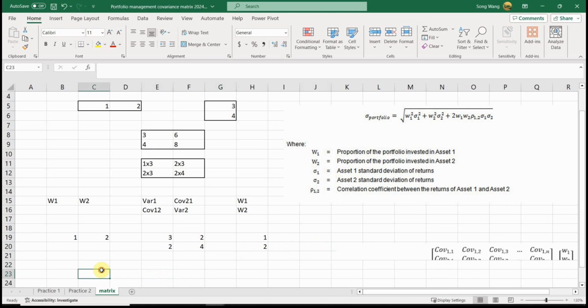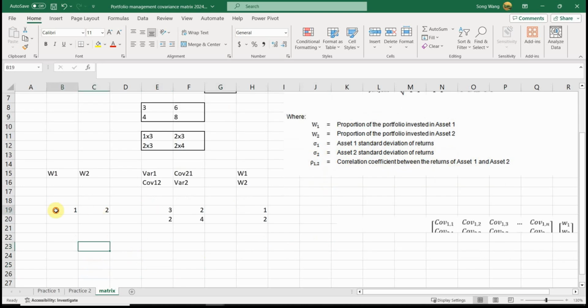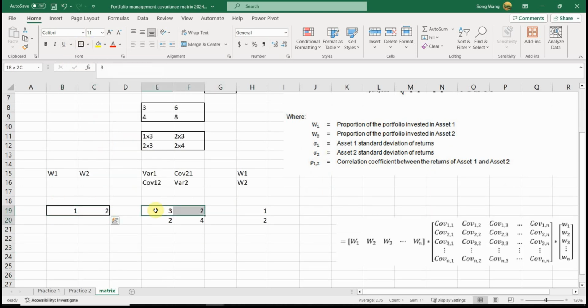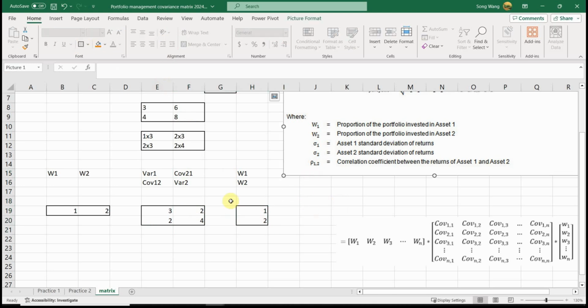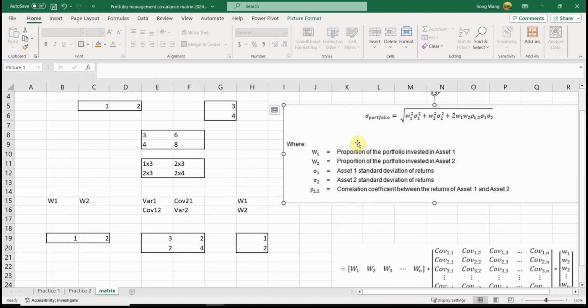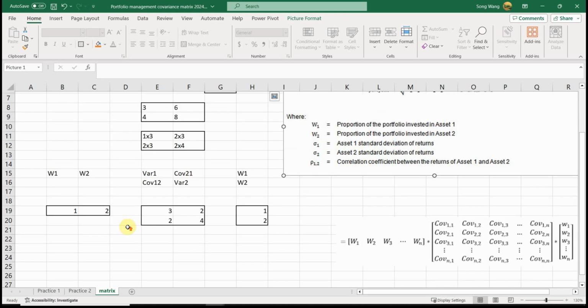So I can use the matrix multiplication. I will just show you, I will use this matrix times this matrix, which is the variance for 1, the variance for 2, and covariance of 1,2, and covariance of 2,1, which is the same. And then you also have this matrix. You can multiply 3 matrices together to get the variance for the portfolio.